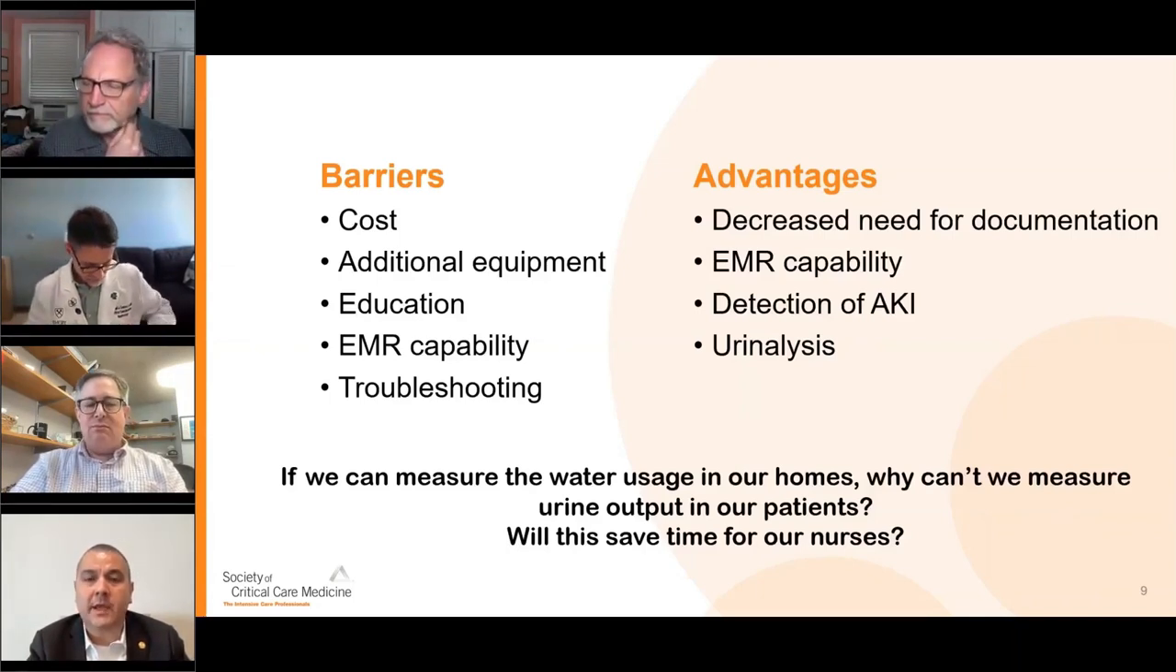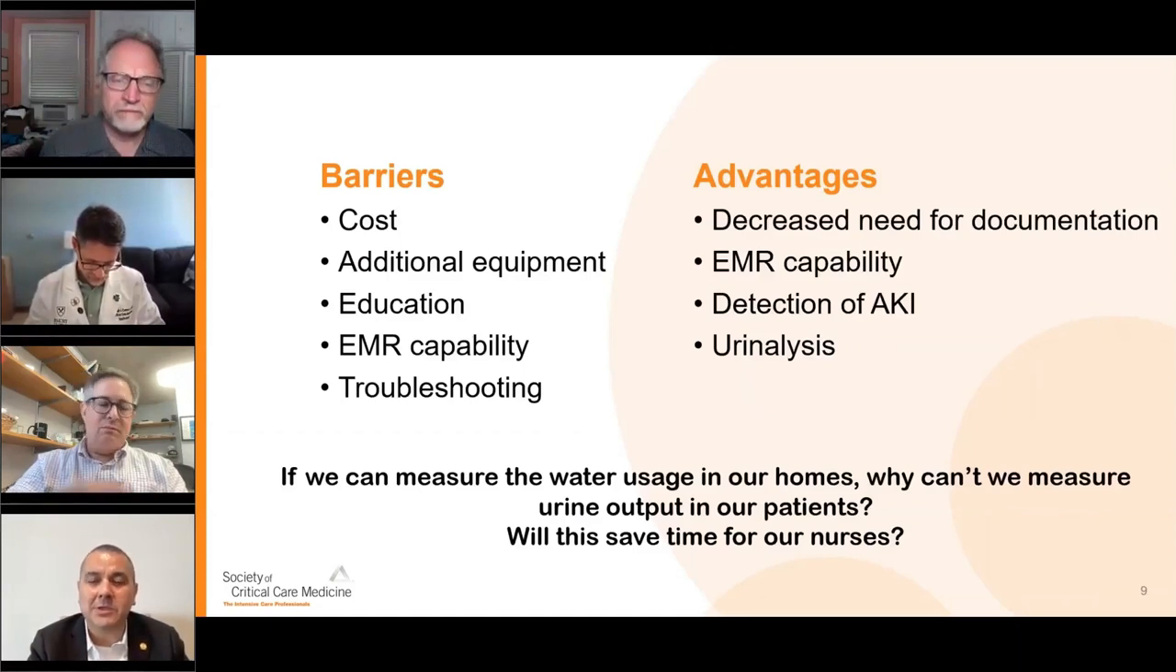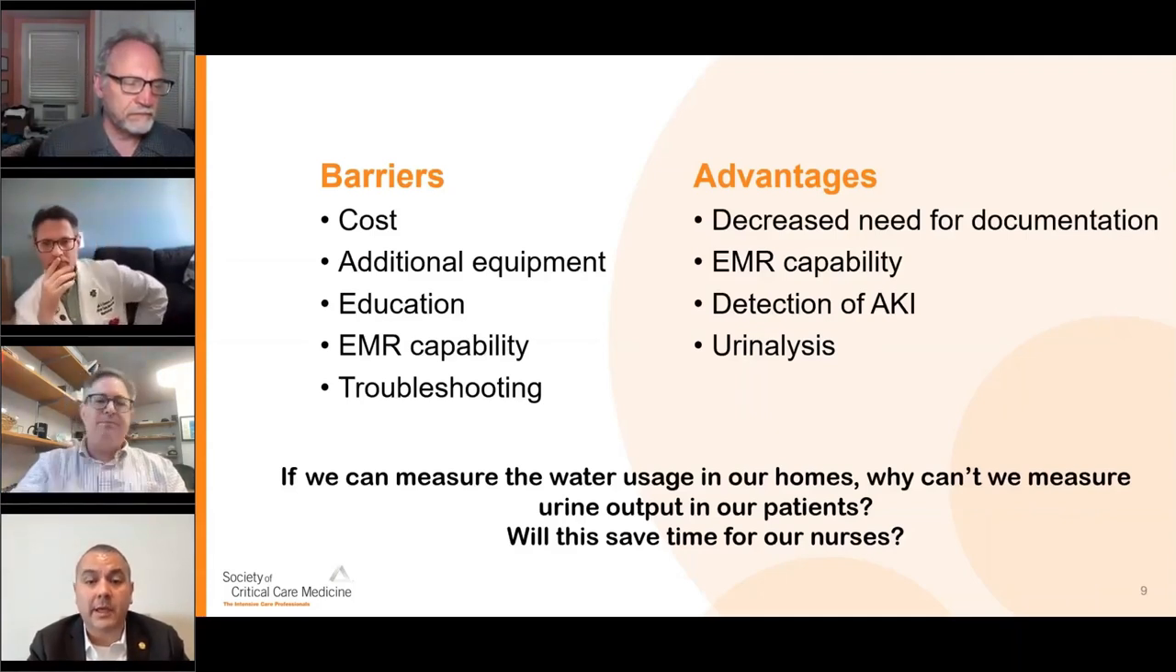urine our patient is making every hour. We can use the KDIGO guidelines to say if our patient's urine output is dropping in a manner that may indicate that our patient is developing or at a risk for developing acute kidney injury.